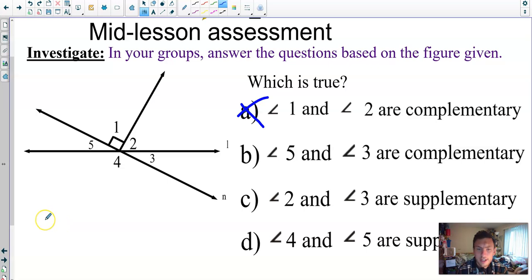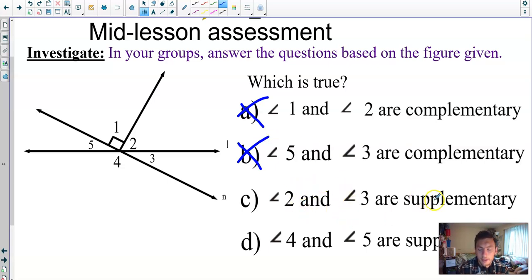Angle 5 and 3 are complementary. Let's see. Here's angle 5. Here's angle 3. Is there any information here that tells us that they add up to 90? No. Angle 5 and angle 3 actually do have a very special relationship that we have not learned yet, but we will. But there's nothing here that tells us they add up to 90. Could they? Maybe. We don't know.